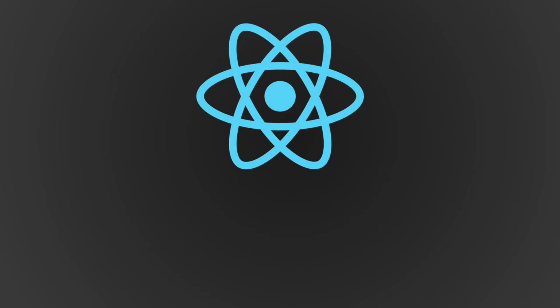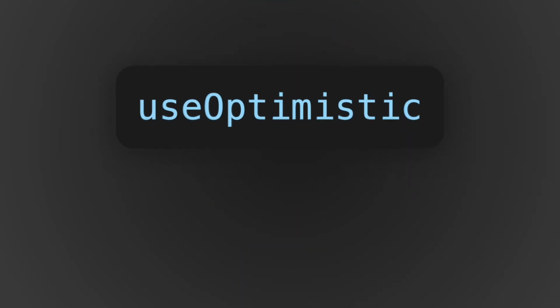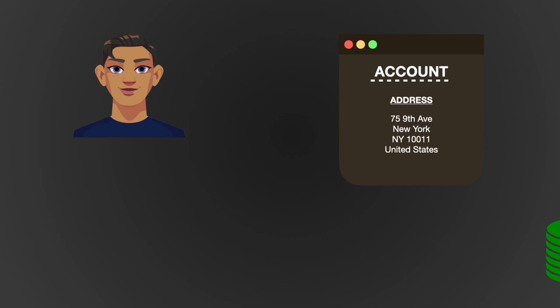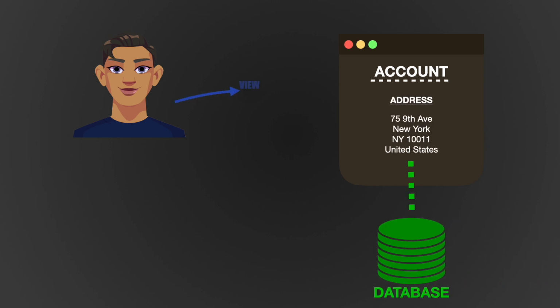The new version of React 19 introduces an amazing new hook called useOptimistic, and it helps simplify a very commonly used UI pattern. Say we have a user that has an account, and we store basic information about them, like the address, in our database. The user can view and update this information on a profile page.